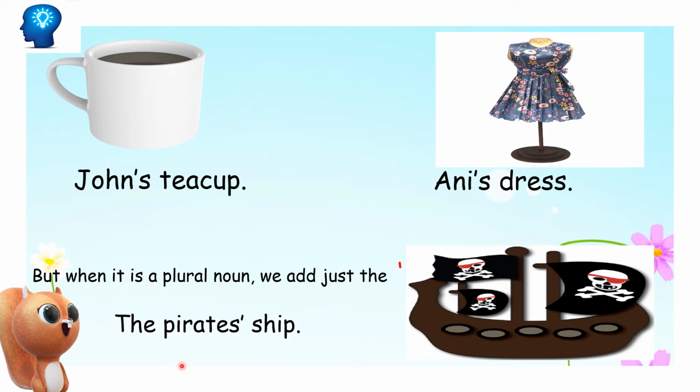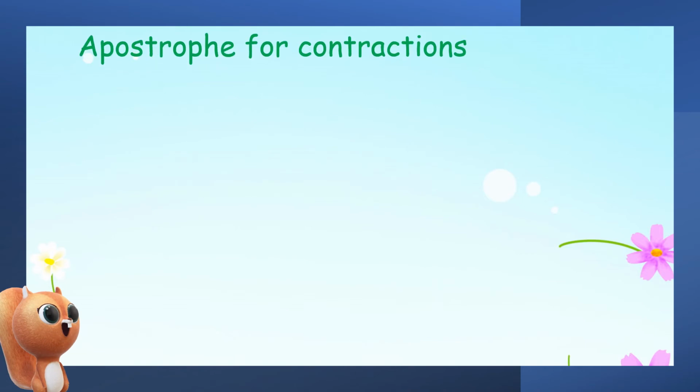Example, the pirates' ship. The pirates is a plural noun, so all we needed to do is just add the apostrophe right after the S. Always remember this. When it is singular, you add apostrophe and S, but when it is plural, just add apostrophe right behind the S. Well done if you understood this.